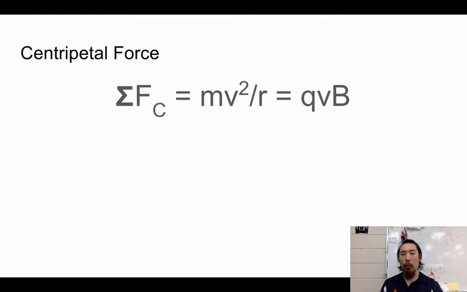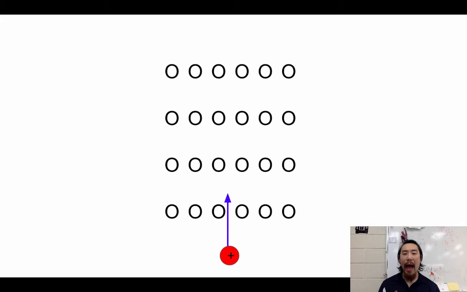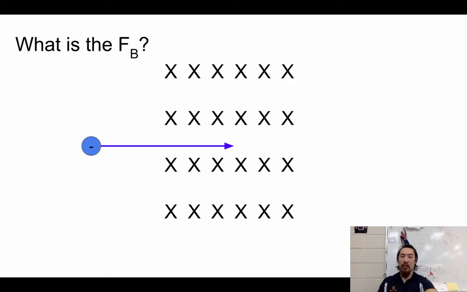Now let's do a couple more examples. We have a charge, point your finger, and it's moving upwards. It has a field coming towards my face. So my middle finger, field is coming towards my face. So my thumb is going to be pointing to the right. Now what that means is this charge is going to be pushed to the right. Try it out.